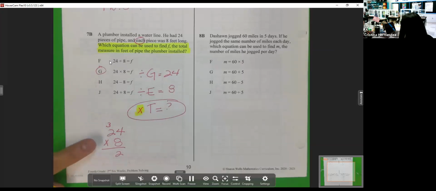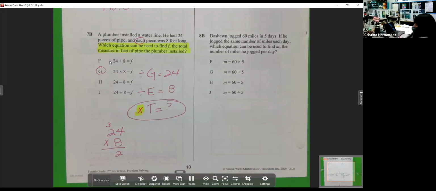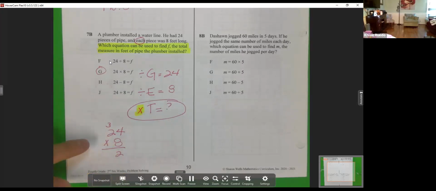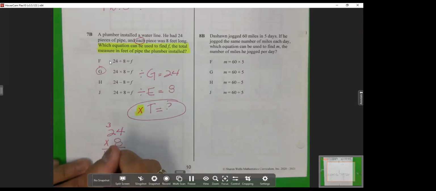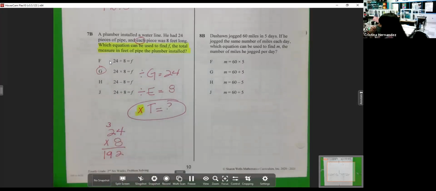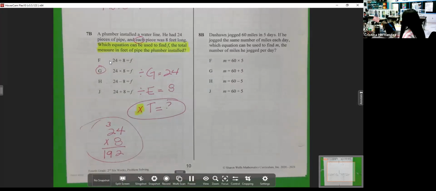24 times 8. Let's do some multiplication. What is it? 16 plus 2 or plus 3? 19. So it'd be 192 feet. We didn't have to solve it, but actually, this is kind of like converting. 192. Those two were kind of easy.